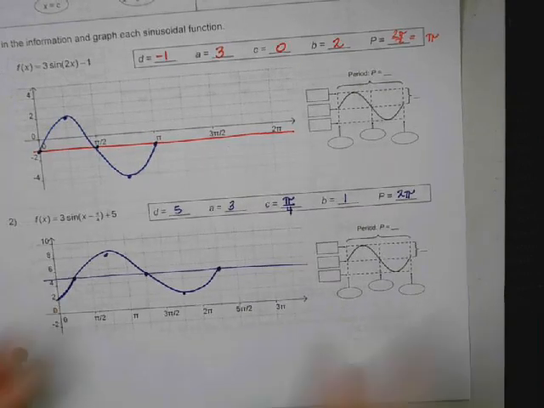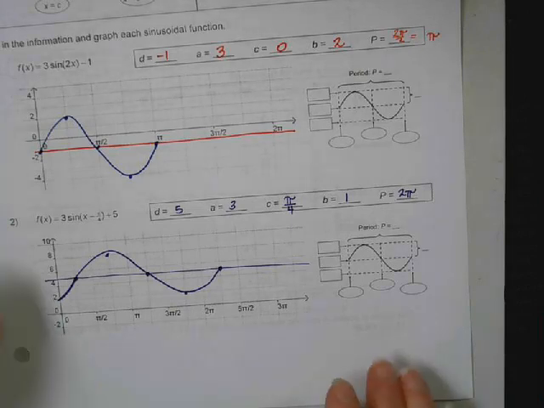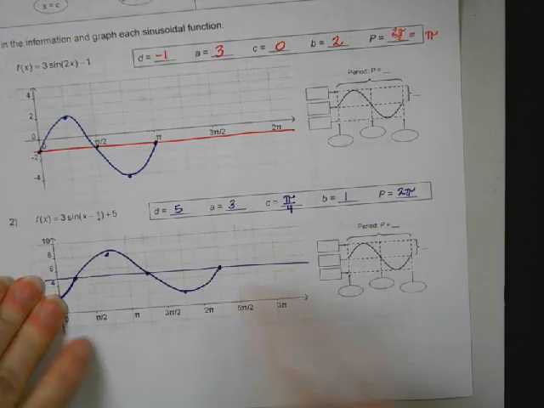Wait, so if it was a half, it would go to 4 pi, right? If it was a half? Yeah. Are you talking about the shift or the period? The period, the horizontal stretch, if it was a half. Yes, 4 pi. Yes, you're right.